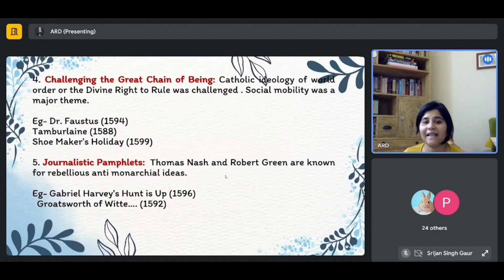So then there is Dekker's Shoemaker's Holiday. It is actually considered a Jacobean play. Shoemaker's Holiday is by Thomas Dekker.